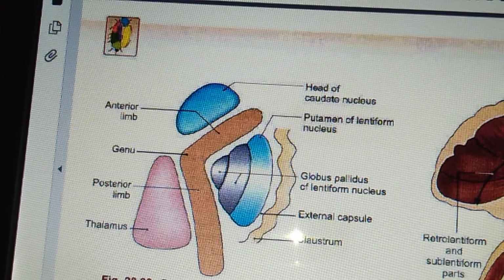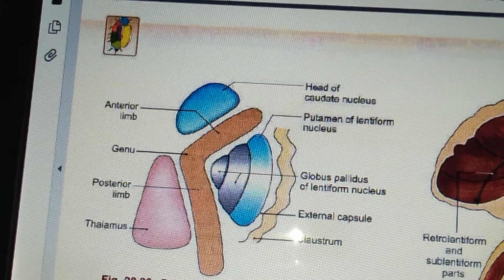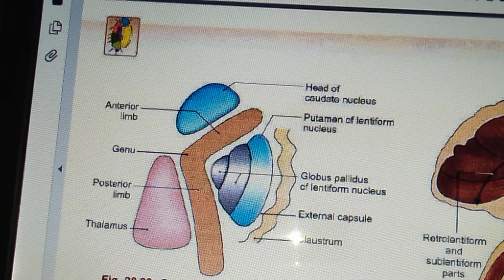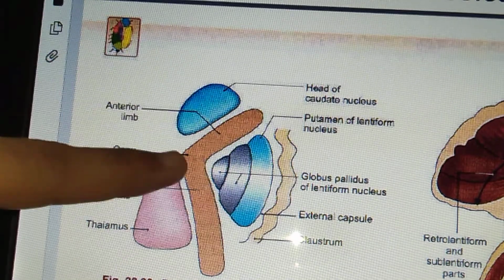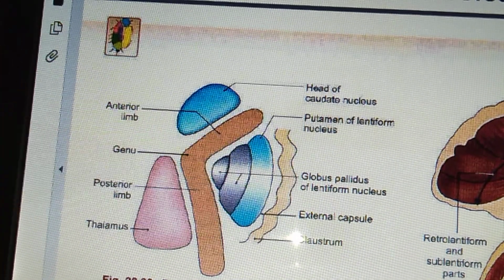Then the relations of the internal capsule. Medially, it is related to the head of the caudate nucleus and thalamus. You can see the head of the caudate nucleus and thalamus are in relation, and laterally it is related to the lentiform nucleus.